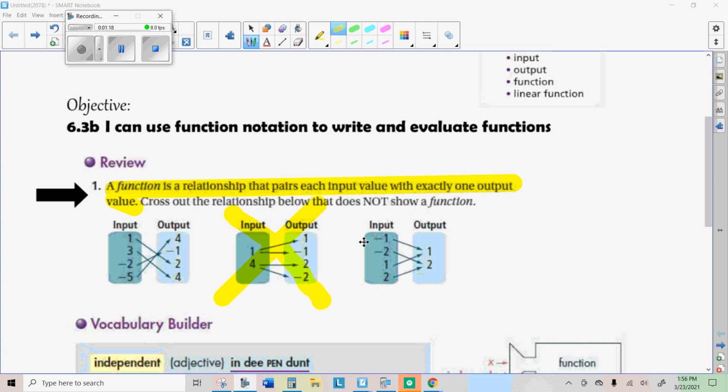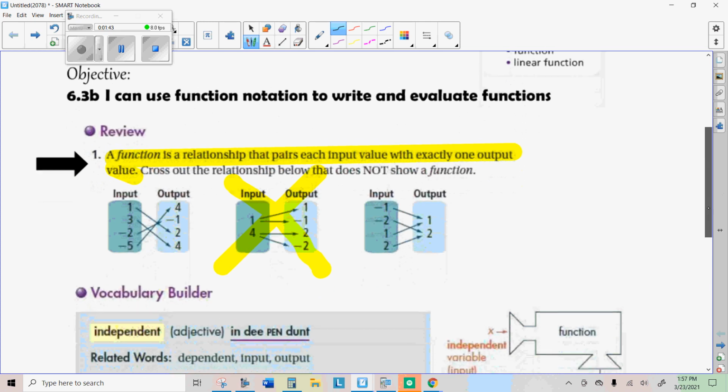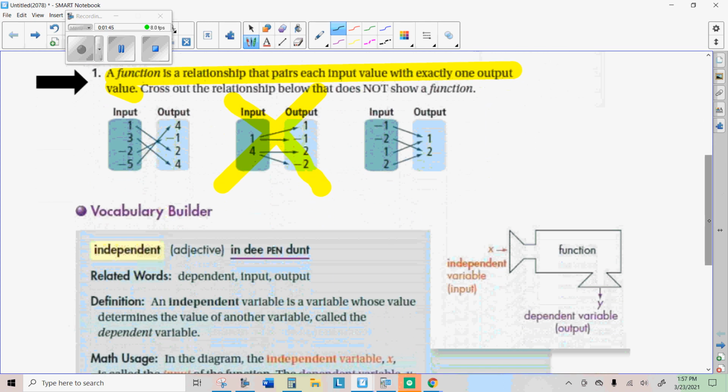So you should have got the middle one. The reason it's not a function is that the number 1 is actually paired with two output values. It goes with 1 and negative 1. So does the number 4. But in the other two diagrams, each input value only goes to one output value, and you can tell because there's only one arrow from each input value.